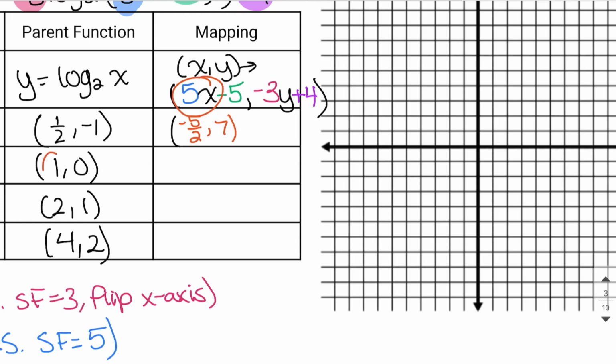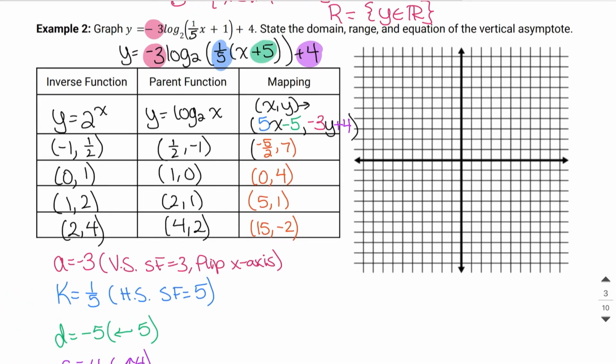Okay, so 5 times 1 is 5, and then subtract 5 from that, you get 0. Negative 3 times 0 is 0. Add 4 to that, you get 4. Okay? 5 times 2 is 10. 10 minus 5 is 5. Negative 3 times 1 is negative 3. And then negative 3 plus 4 is 1. And then lastly, 5 times 4 is 20. 20 minus 5 is 15. And then here, negative 3 times 2 is negative 6. Negative 6 plus 4 is negative 2. So here are the coordinates that I'm going to have.